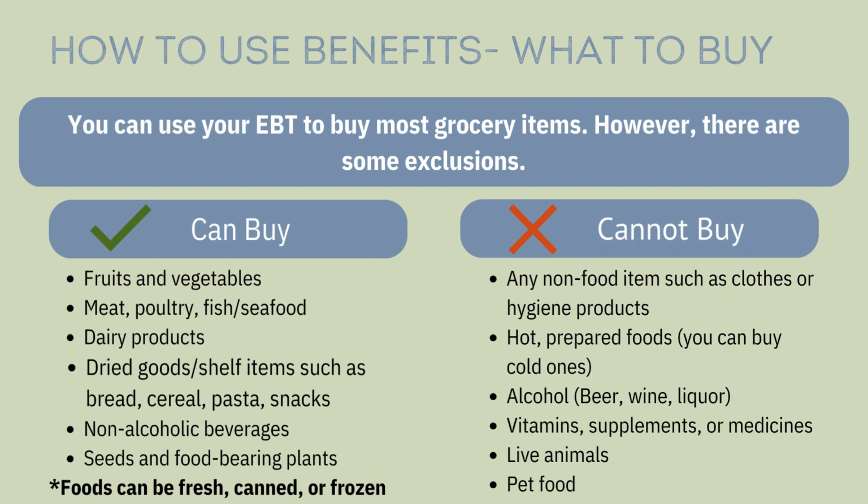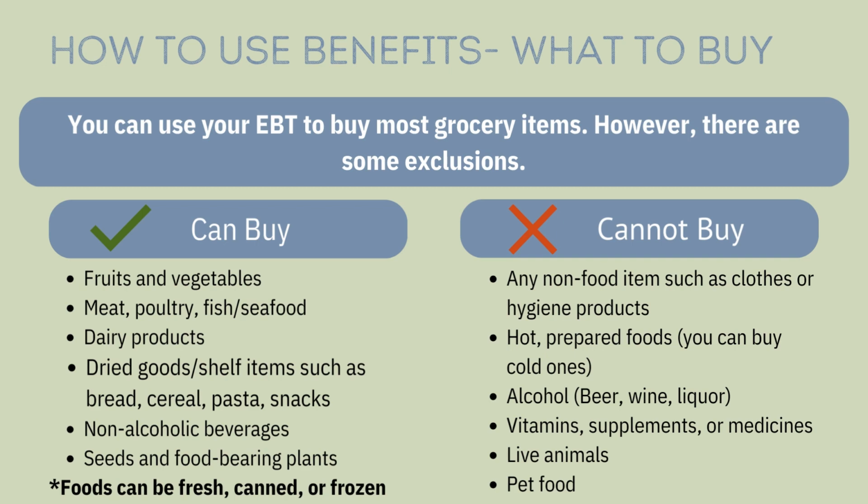I just want to note that foods can be fresh, canned, or frozen. It does not matter. The only thing that does is in the cannot buy list, and that would be any non-food items such as clothes or hygiene products. But I really want to focus on this second point, which is hot prepared foods.